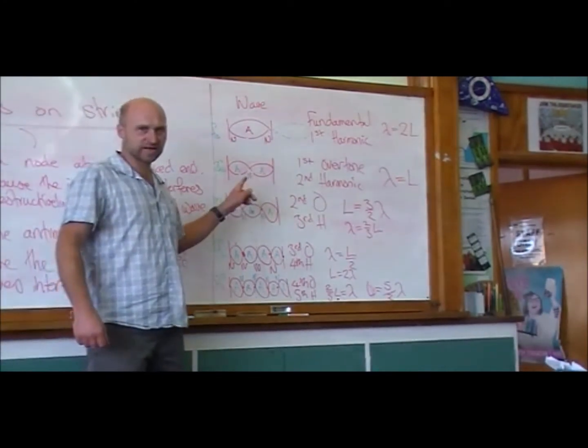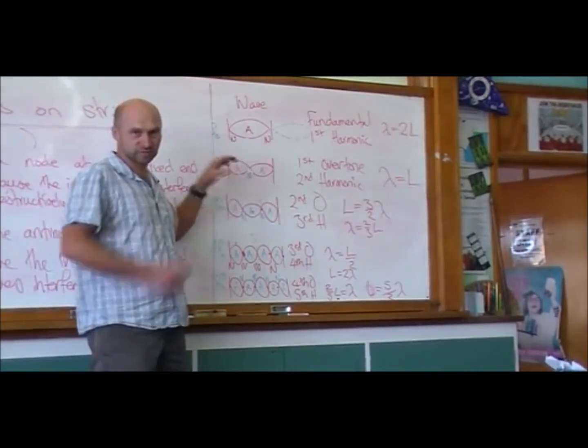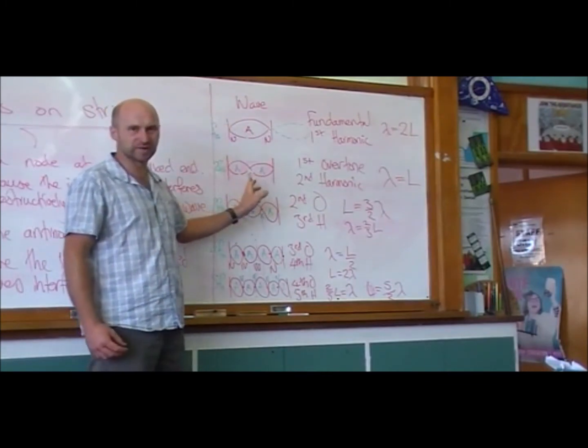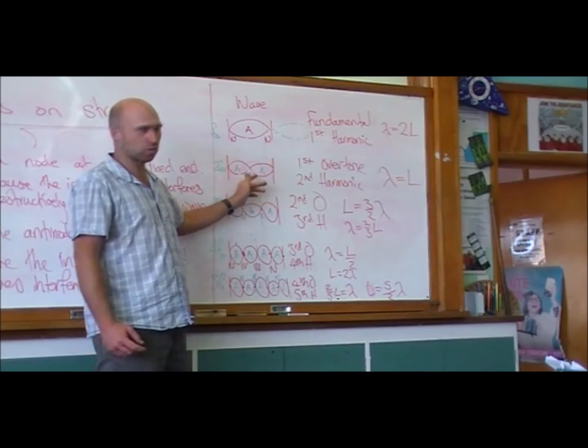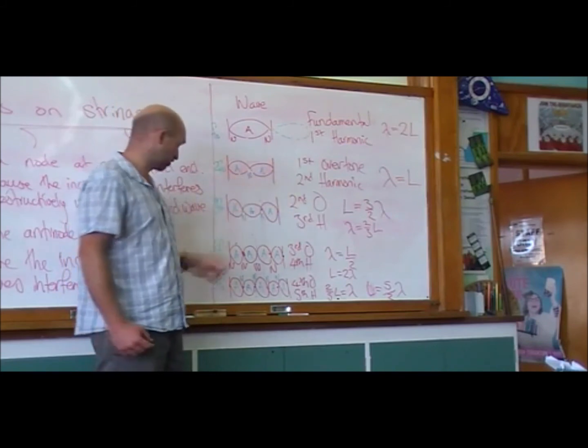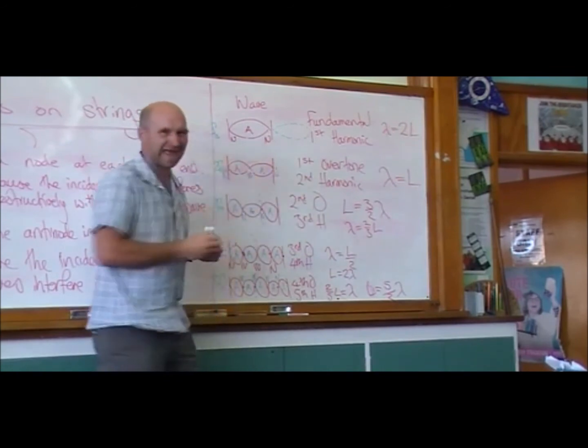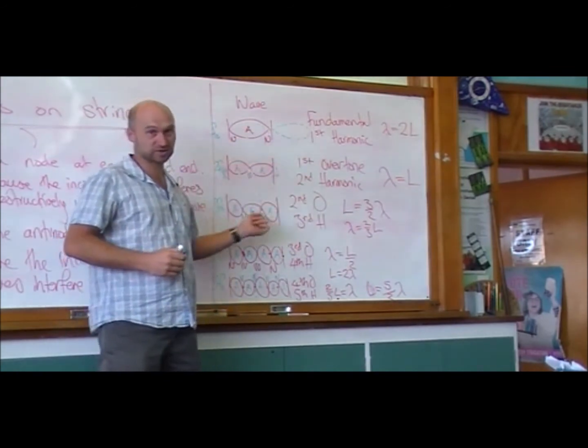I've just added on here the antinodes, which are the big bits where it's spread apart, and the nodes, which are the little bits, the destructive interference. So always a node at each fixed end, and at least one antinode in between.